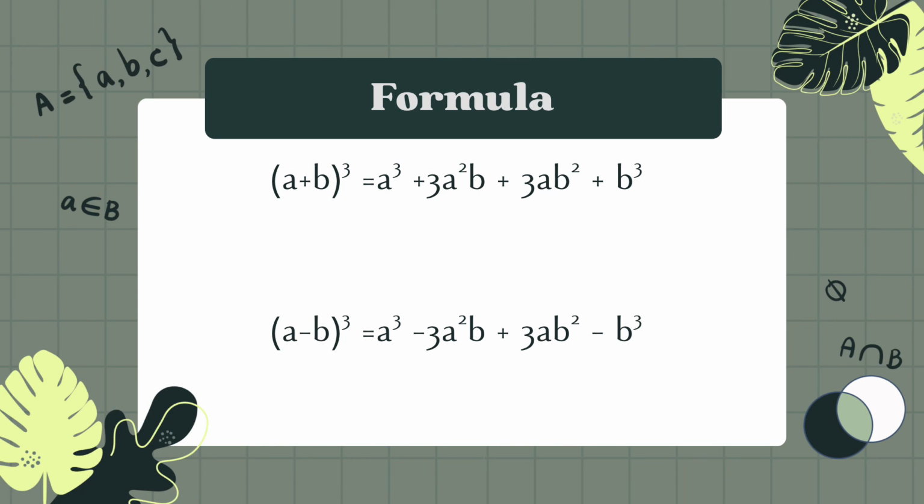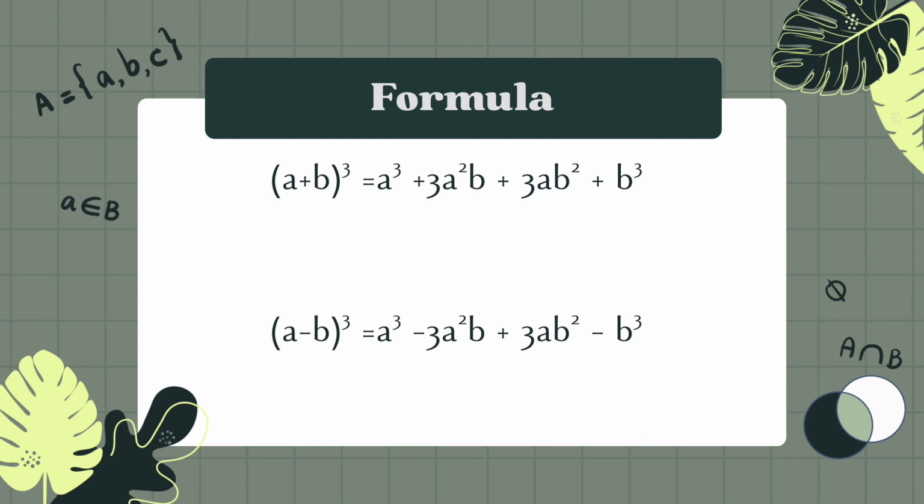The formula. The shortcut to multiplying all that is this formula. The quantity a plus b cubed is equal to a cubed plus 3a squared b plus 3ab squared plus b cubed. Each term has a meaning. A raised to 3 is a cubed. 3a raised to 2b is 3a squared b. 3ab raised to 2 is 3ab squared. And b raised to 3 is b cubed.